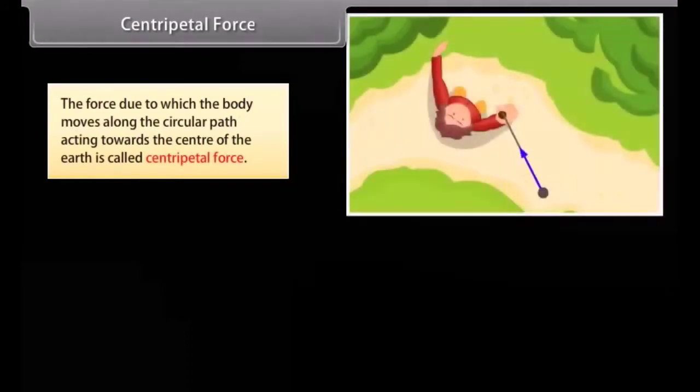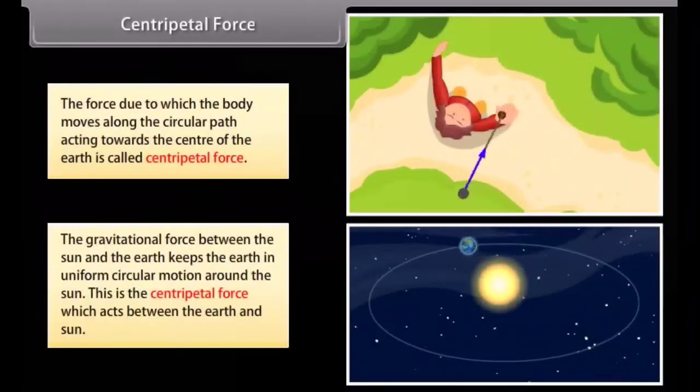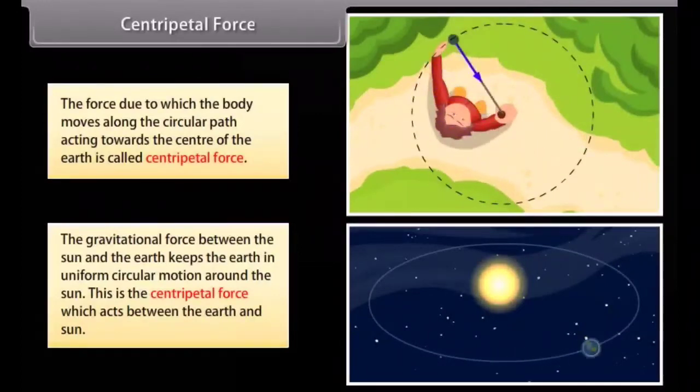Centripetal force. The force due to which the body moves along the circular path, acting towards the center, is called centripetal force. The gravitational force between the sun and the earth keeps the earth in uniform circular motion around the sun. This is the centripetal force which acts between the earth and sun.